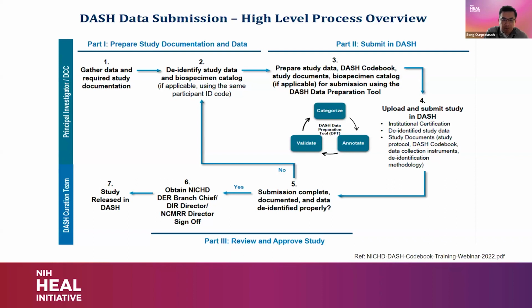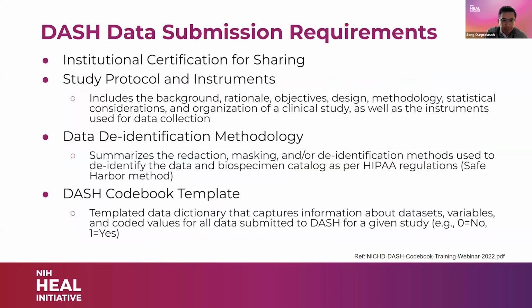The diagram shown here provides a nice summary of the DASH submission process. The first 4 steps are the responsibilities of the PI or the data coordinating center, followed by the DASH curation team, which takes over once the data has been submitted. So the basic steps include gathering the data and study documentation, the identification of study data, and then creating code books, and making use of the DASH data preparation tool to update your data. Next slide, please.